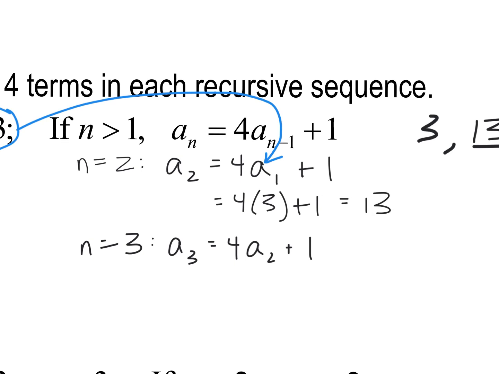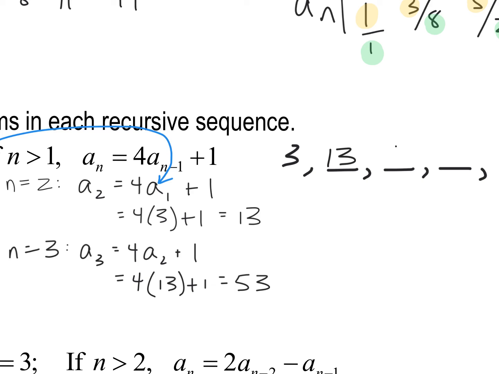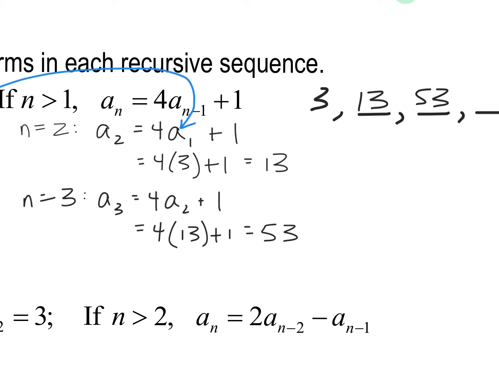So what was the second term again? Second term was 13. When I do 4 times 13 plus 1, I get 53. That's the third term. Okay, and you can probably see the pattern. It should get a little bit quicker. This is 4 times 3 plus 1. This is 4 times 13 plus 1.